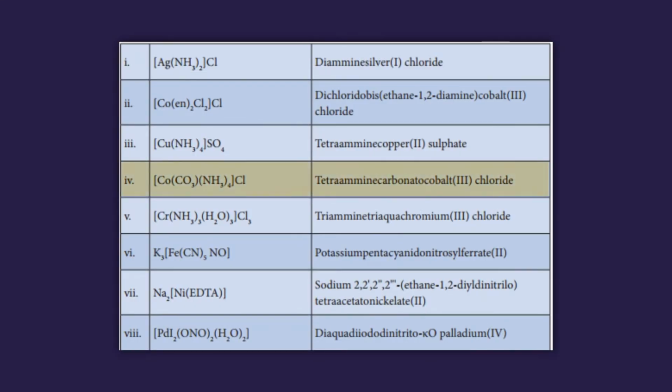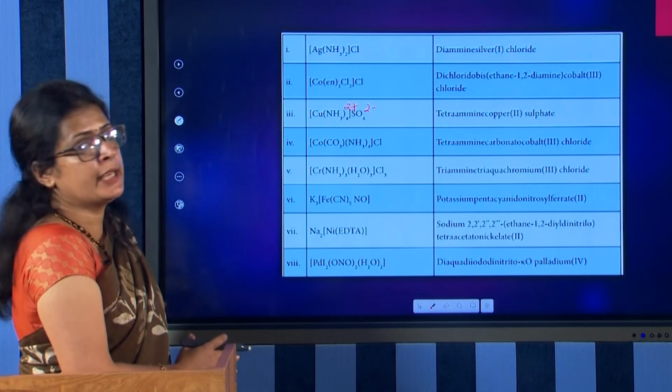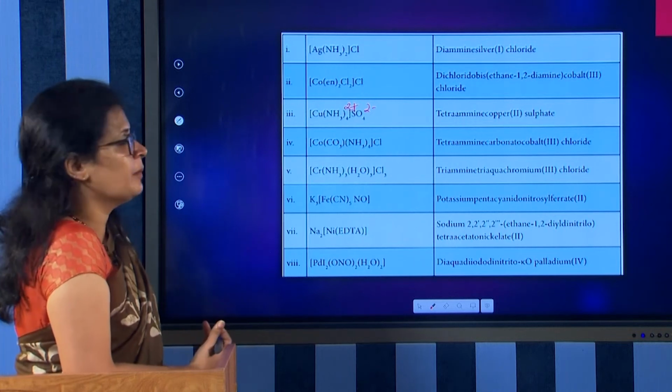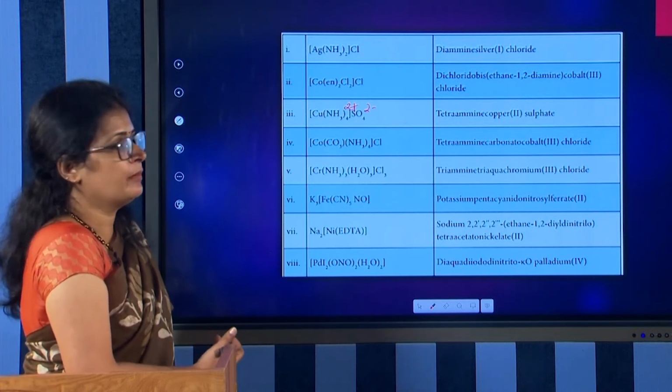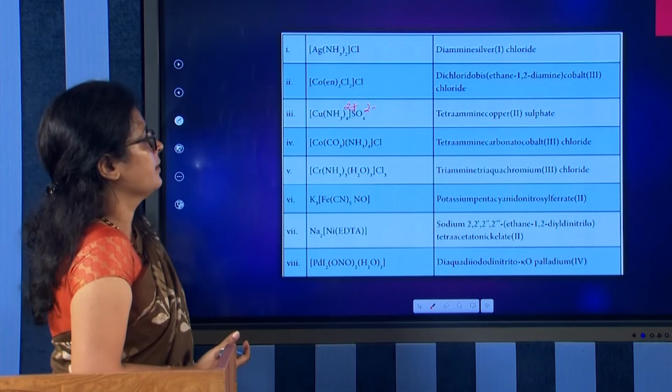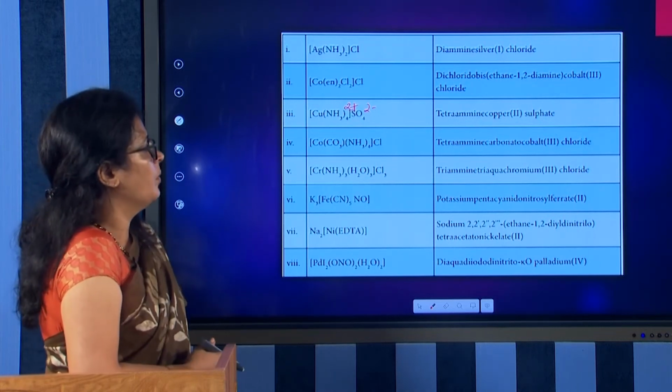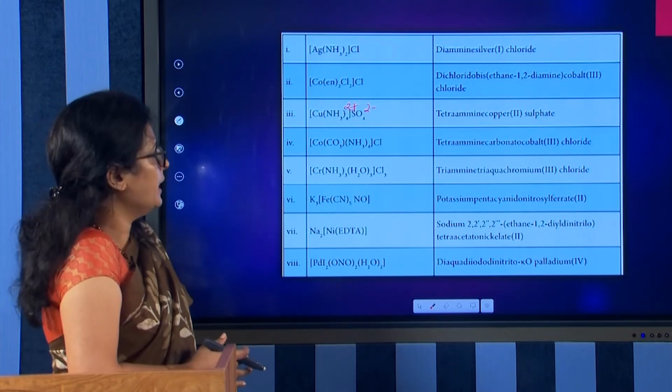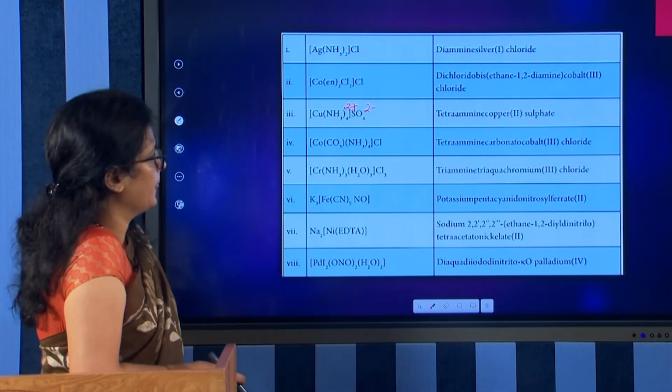And now coming to the fourth example, [Co(CO3)(NH3)4]Cl. While naming, the cationic part is the complex ion part itself, and we have carbonato ligand and ammine ligand. So first name the ammine ligand according to the alphabetical order. So tetraammine, carbonato, cobalt, oxidation state is +3, and then chloride.